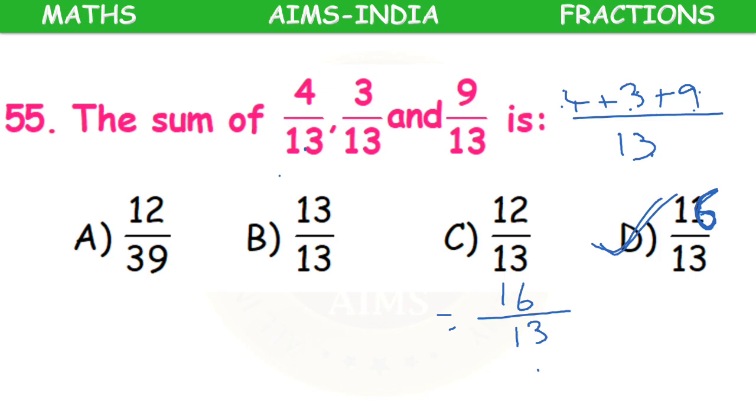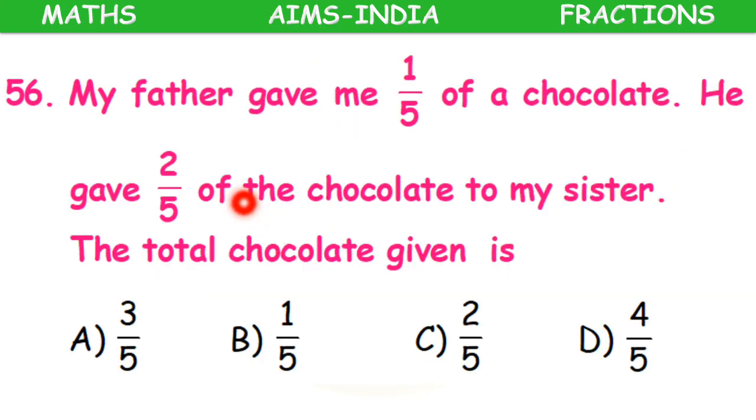Okay children, sometimes a wrong option might be given like this. Okay, be confident on your answer. 4 plus 3 is 7. Yes, 7 plus 9 is 16. So 16 by 13.